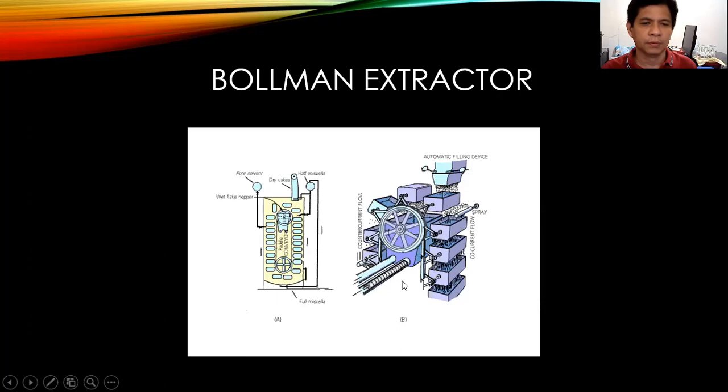Ito yung three-dimensional drawing ng Boltzmann extractor para mas ma-imagine niyo. Ito yung mga perforated baskets. Yun nga lang in this drawing, dito inintroduce yung raw material. Tama, ganun din naman pala sa illustration ni Gene Coppice. Galing yung kay Gene Coppice, dito rin yung illustration natin. Hindi lang pinakita dito na dito ini-introduce yung solvent.